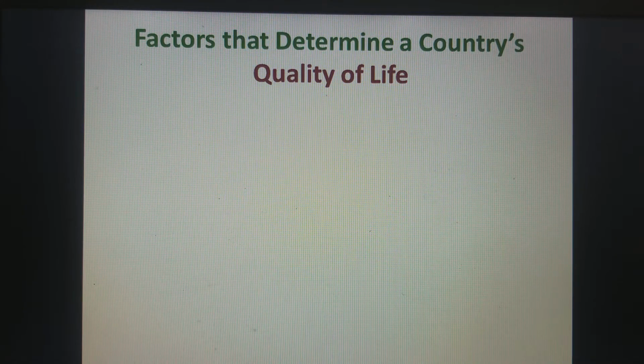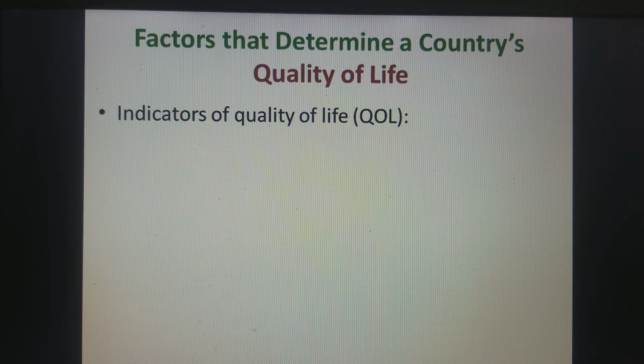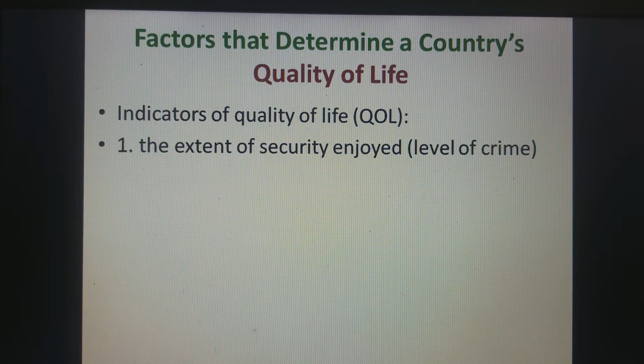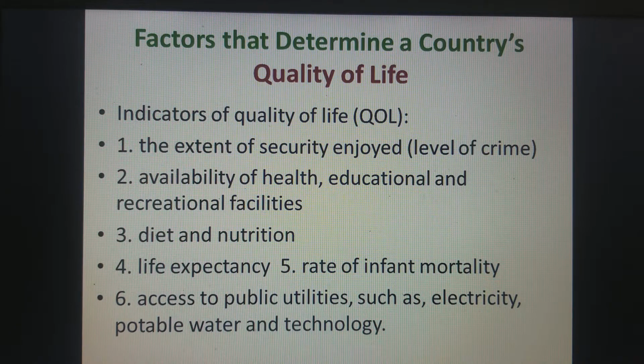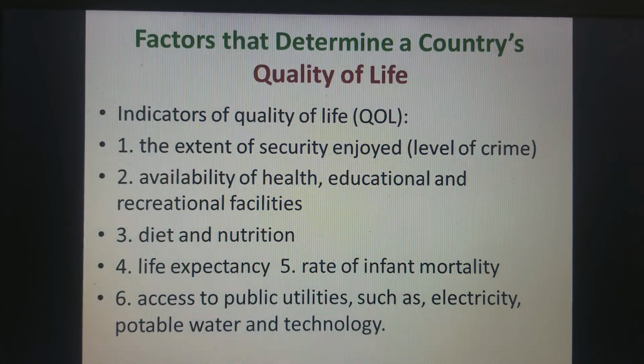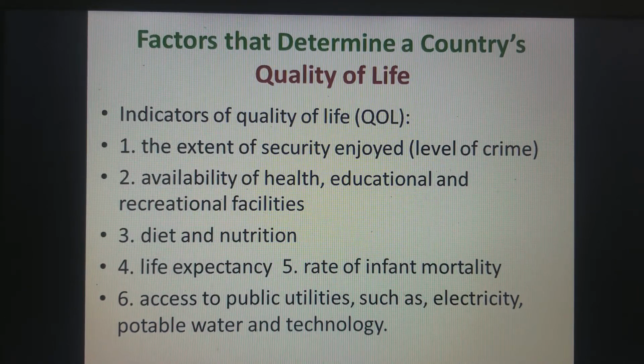Let us look at some factors that determine quality of life. Here are the indicators. One, the extent of security enjoyed, that is the degree to which the country has less or more crime. Availability of wealth and educational and recreational facilities. Diet and nutrition, the quality of your diet and nutrition. Life expectancy, the rate of infant mortality, access to public utilities such as electricity, potable water, and technology.